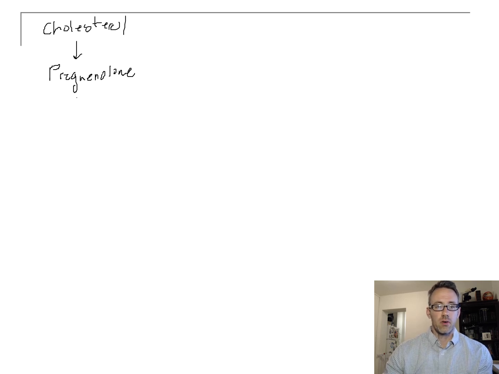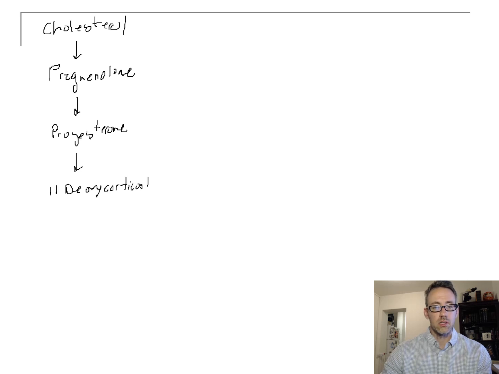So now pregnenolone gets converted into progesterone. Progesterone will be converted in this particular pathway. We're going to convert progesterone into 11-deoxycorticosterone. And then 11-deoxycorticosterone is going to be converted into corticosterone.